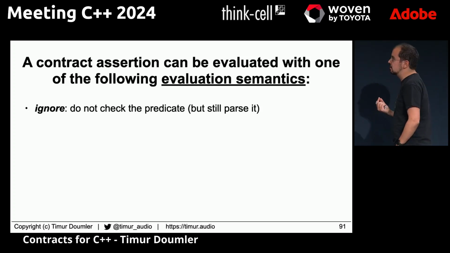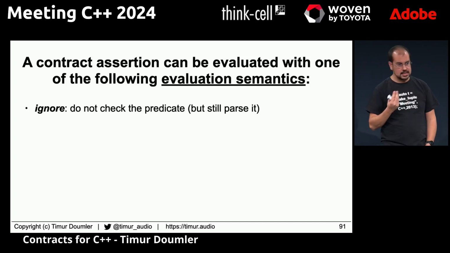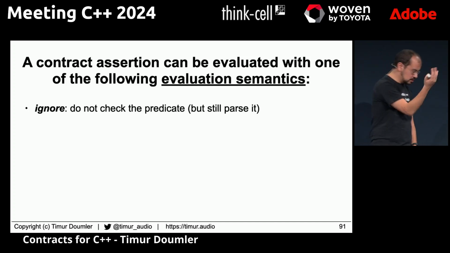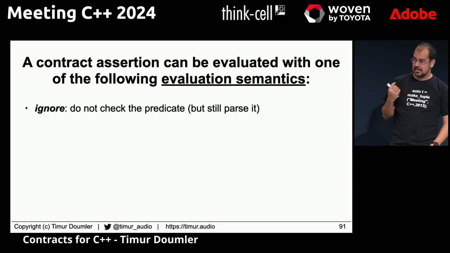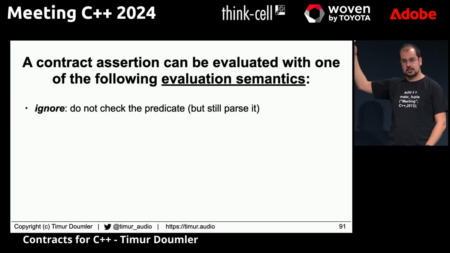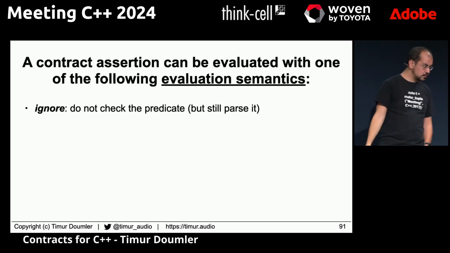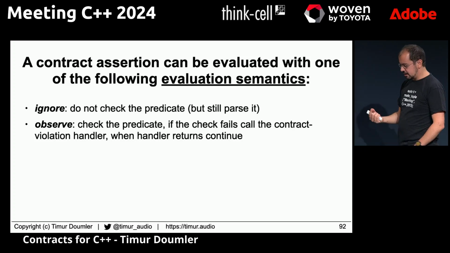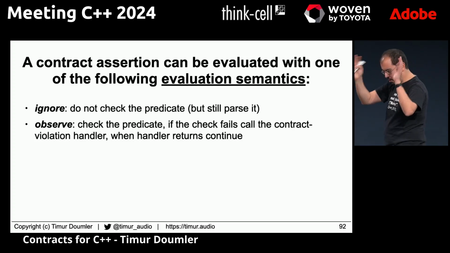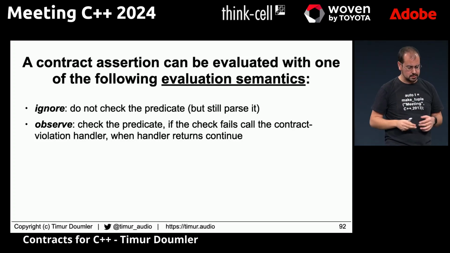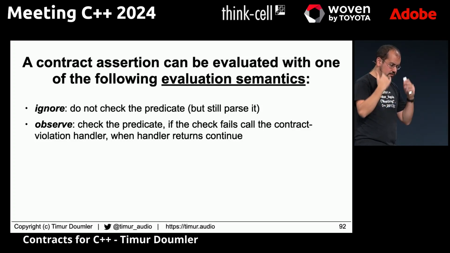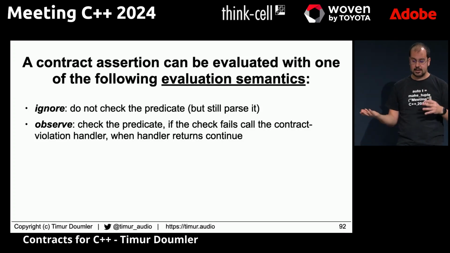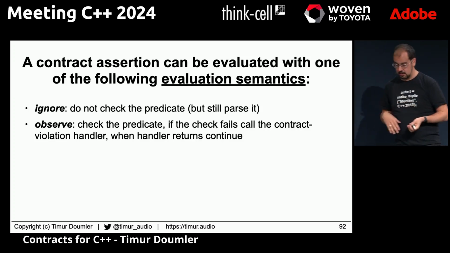There's the ignore semantic, which basically does nothing. It has no overhead, nothing's checked, no code is being run, no instructions are being emitted, except that the expression is still parsed and entities in it are still ODR used. And there's reasons why you need that. Then there's observe, which is going to check the predicate of the contract, so the Boolean expression that's inside the pre-post contract assert. And if that expression returns false or throws an exception, you got a contract violation, and it's going to call the handler, and when the handler returns, it's going to continue.